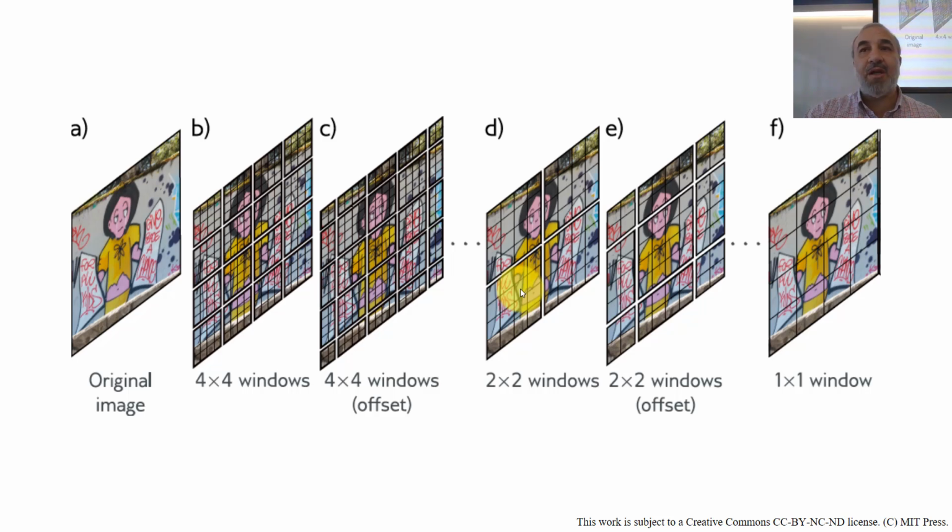Okay, if we do that multiple times, we will end up at the end with just one window, because over time we have a smaller number of patches. So at the end, we will have just one window, which means that we will compute the attention over everything at the end.